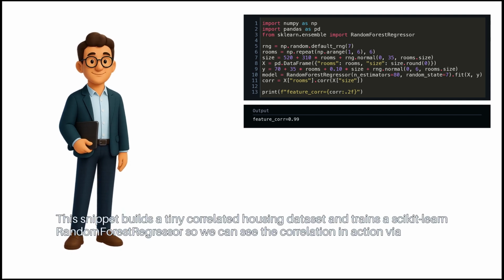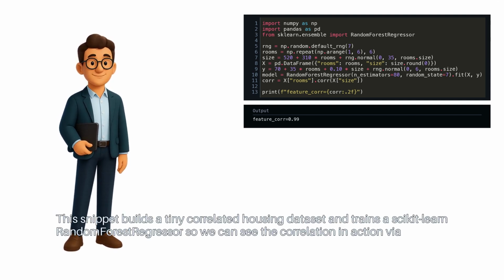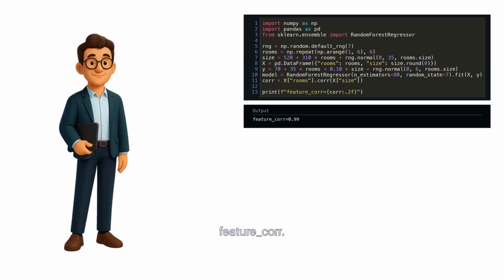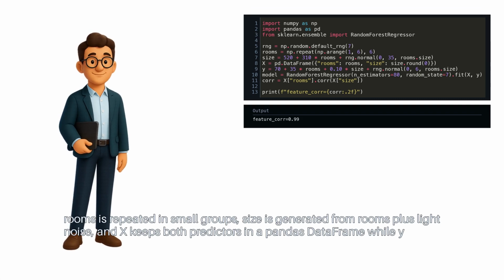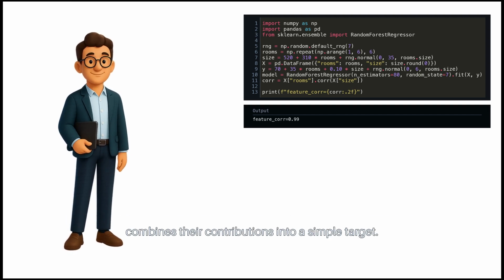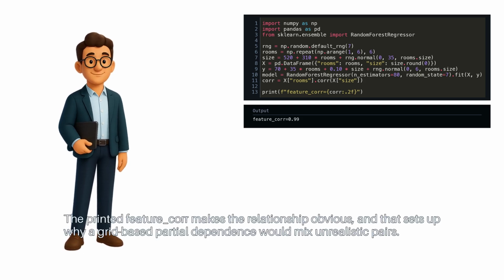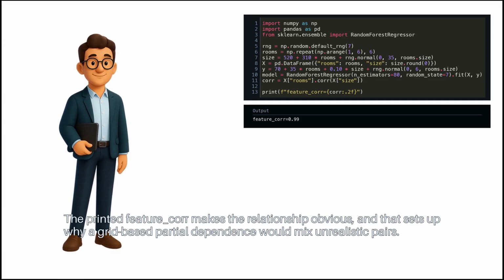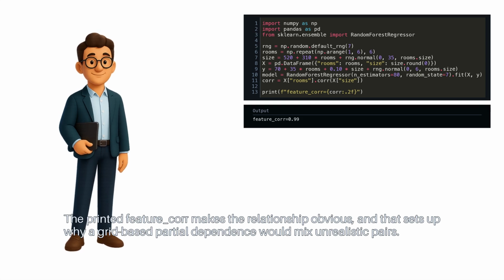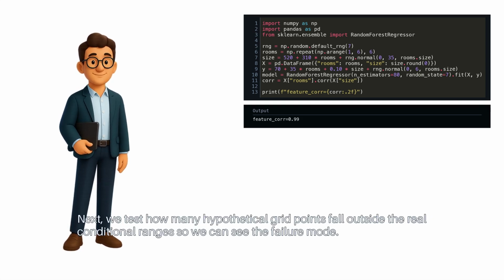This snippet builds a tiny correlated housing dataset and trains a scikit-learn RandomForestRegressor so we can see the correlation in action via feature corr. Rooms is repeated in small groups. Size is generated from rooms plus light noise. And X keeps both predictors in a pandas DataFrame, while y combines their contributions into a simple target. The printed feature corr makes the relationship obvious, and that sets up why a grid-based partial dependence would mix unrealistic pairs.